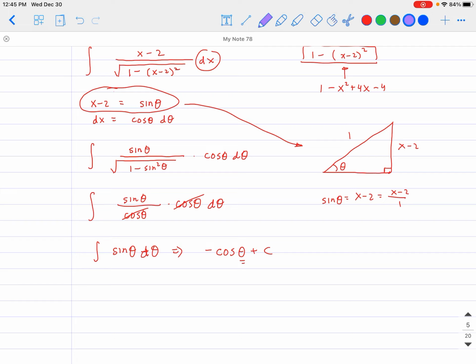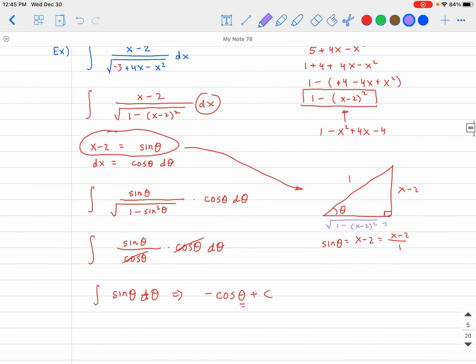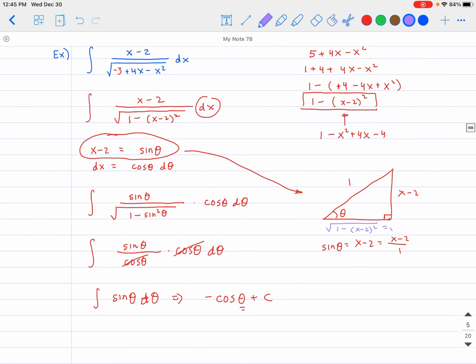So if I solve for the missing side, that's going to be the square root of 1 minus, in parentheses, x minus 2 quantity squared. So that right there is going to be my missing piece. And that, if you remember, is also going to be the same thing as what we have from the very beginning, which is negative 3 plus 4x minus x squared.